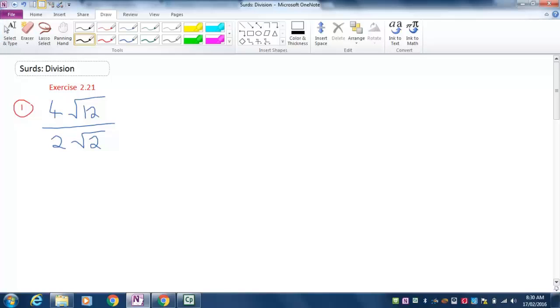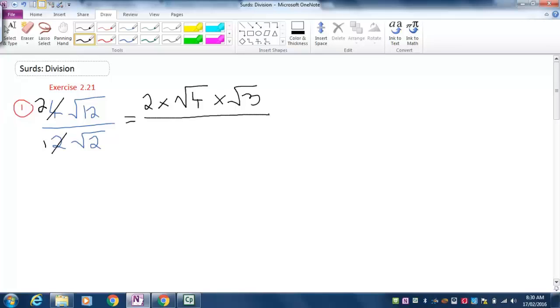When we're simplifying surds through division, we often will need to break those surds up into their little parts and simplify the surds themselves. So to begin with, on the top I have a 4 which will cancel from the 2 on the bottom, so dividing by 2 on the top and the bottom gives me a 2 on the top and then a 1 on the bottom. So on the top line I get 2 times root 12, which can be broken into root 4 times root 3, and then on the bottom I just have a root 2.